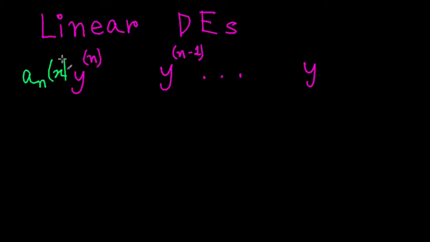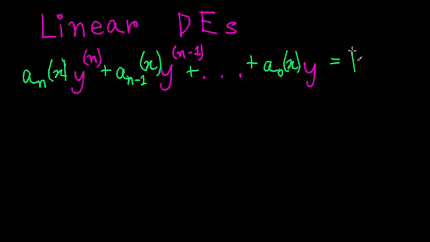Suppose that this is a sub n minus 1 of x, and this is added, and suppose that this is a sub 0 of x. That's because this is the 0 derivative, and it's going to be equal to some function of x. On the right side too, you're going to have just some function of x. So this is a linear differential equation.